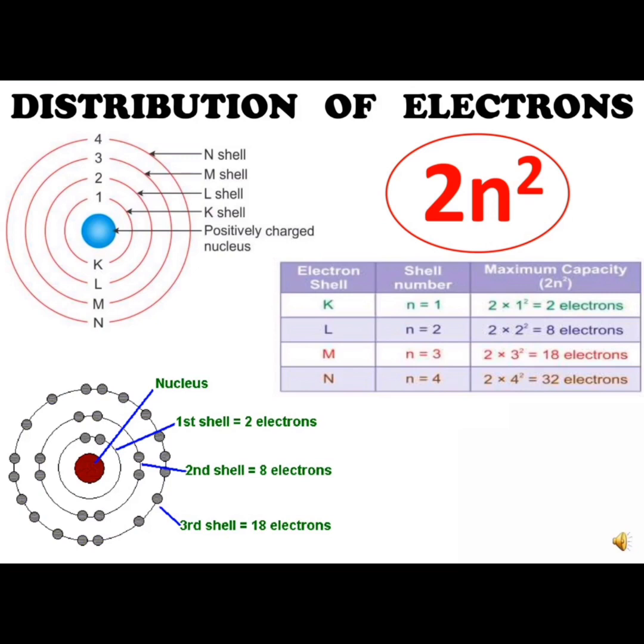Okay, so when we use this particular formula, if you look at that table correctly, we see that in the K shell, which is shell number 1, we can have a maximum of only 2 electrons. In the L shell, which is shell number 2, we can have a maximum of only 8 electrons. Next, in the M shell, which is your third shell, we can have a maximum of 18 electrons. In the N shell, which is the fourth shell, we can have a maximum of 32 electrons. So this is how the number of electrons can be calculated.